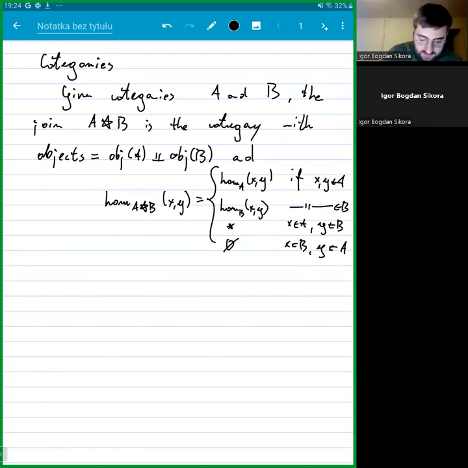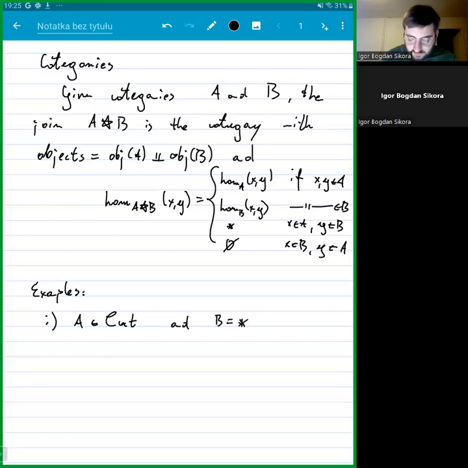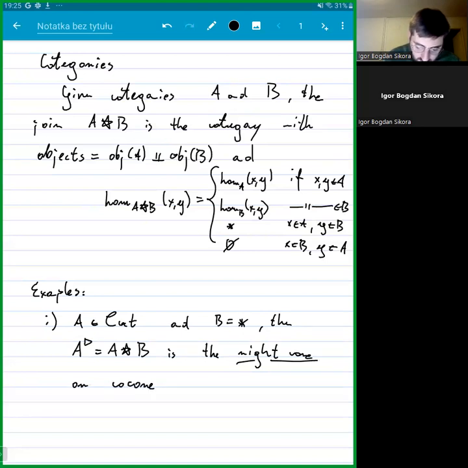Okay, a couple of examples of this construction. For example, if we have any category A and we have B to be a category consisting of one point, just one object, then A defined as A join B is called the right cone or cocone on A.